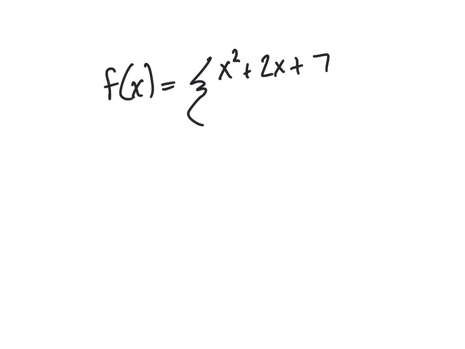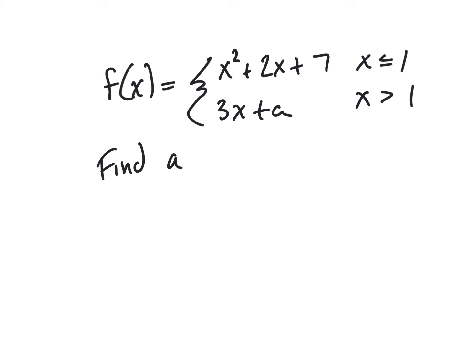One other thing you should be prepared to do on the AP exam with continuity. If you are given a piecewise function, and let's say it's x squared plus 2x plus 7, if x is less than or equal to 1, and it's 3x plus a if x is greater than 1, find a to make the function continuous.